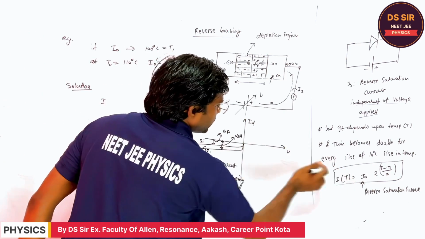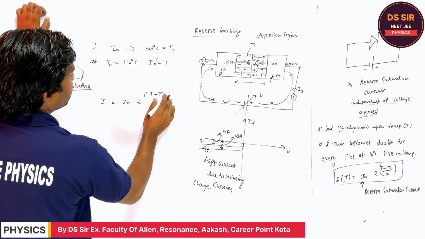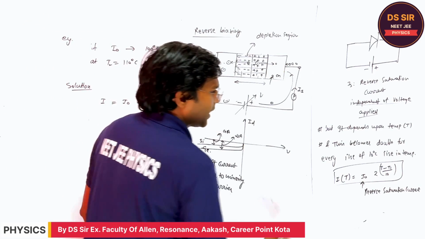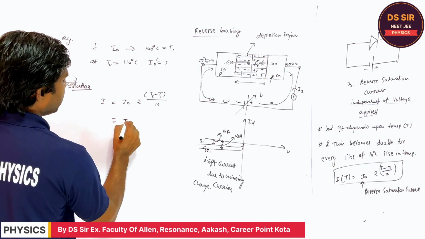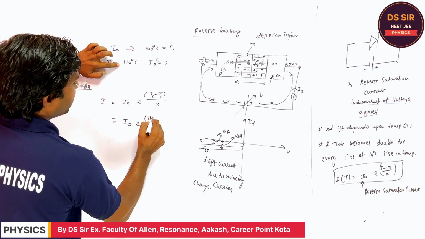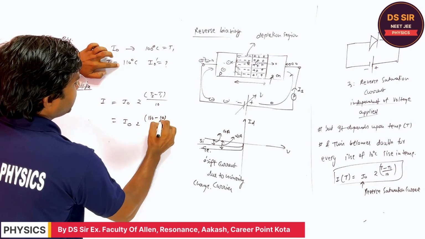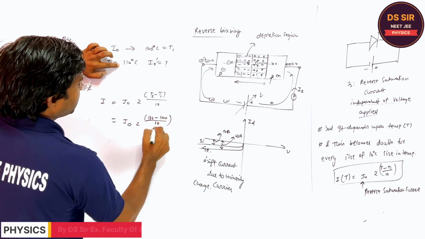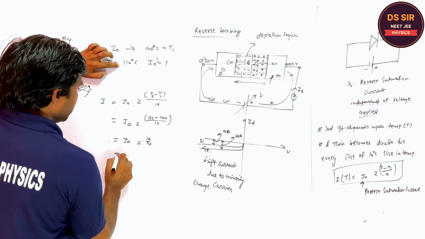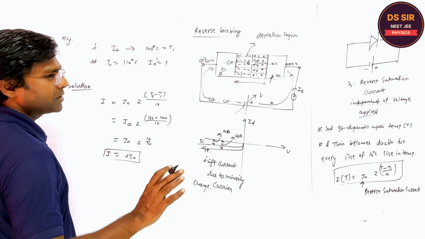So I dash is equal to I naught 2 raised to the power (T2 minus T1) upon 10. You may write like this. So at T1 the reverse saturation current is I naught, and what is T2? It is 110 minus 100, divided by 10. So I dash is equal to I naught into 2 raised to the power 10 upon 10, which is 2 I naught. So the reverse saturation current becomes double. Do you understand this thing or not?